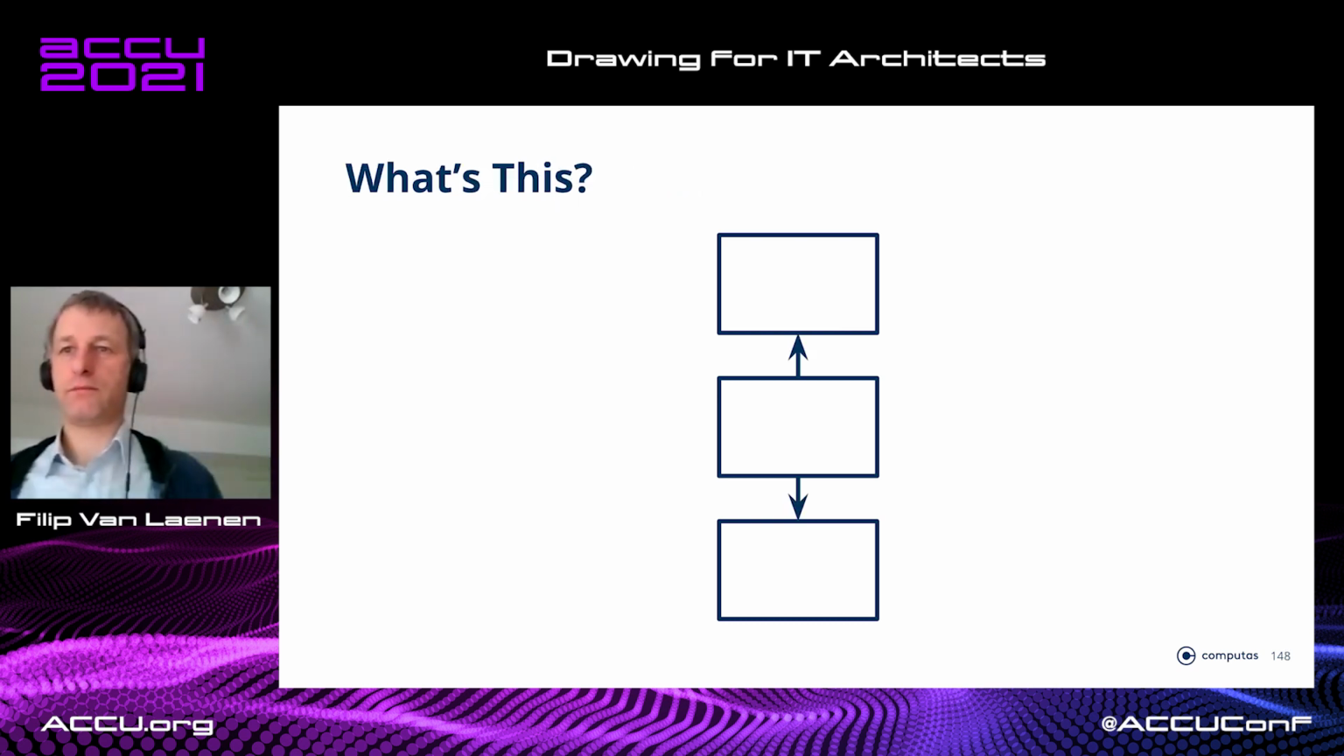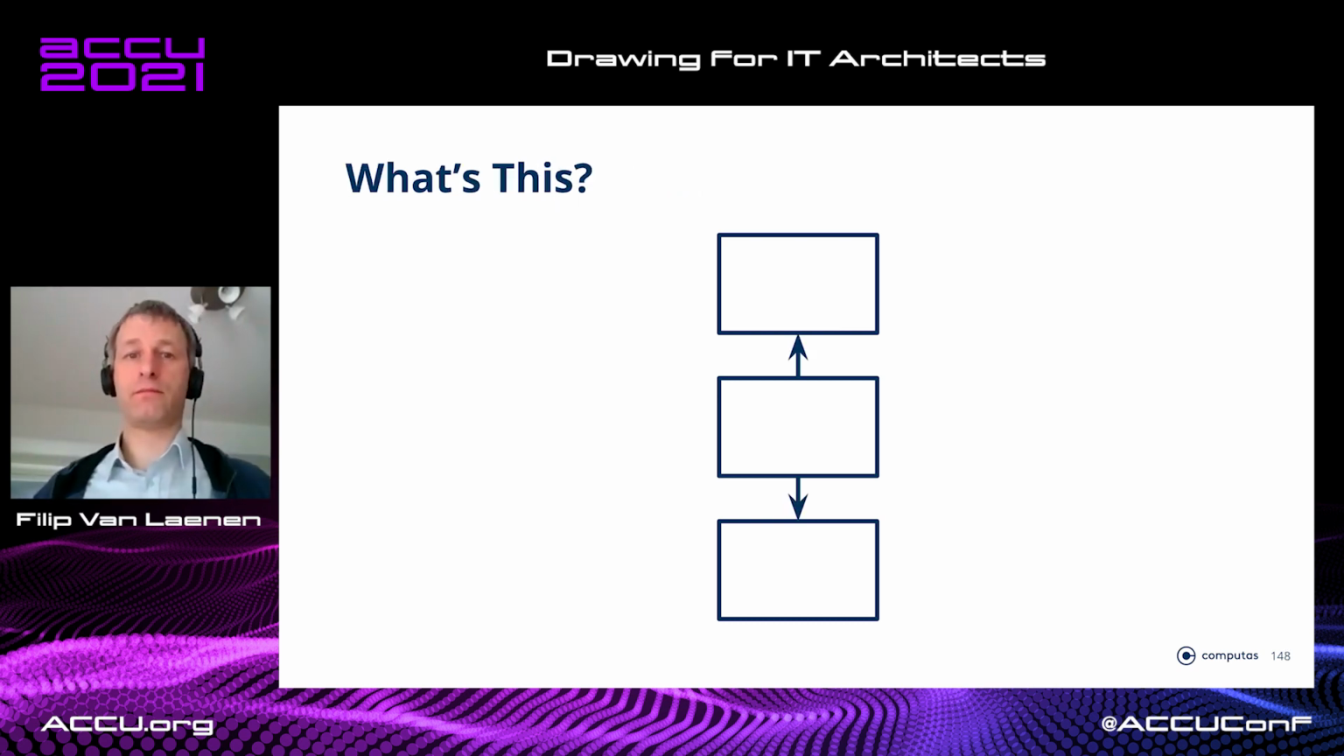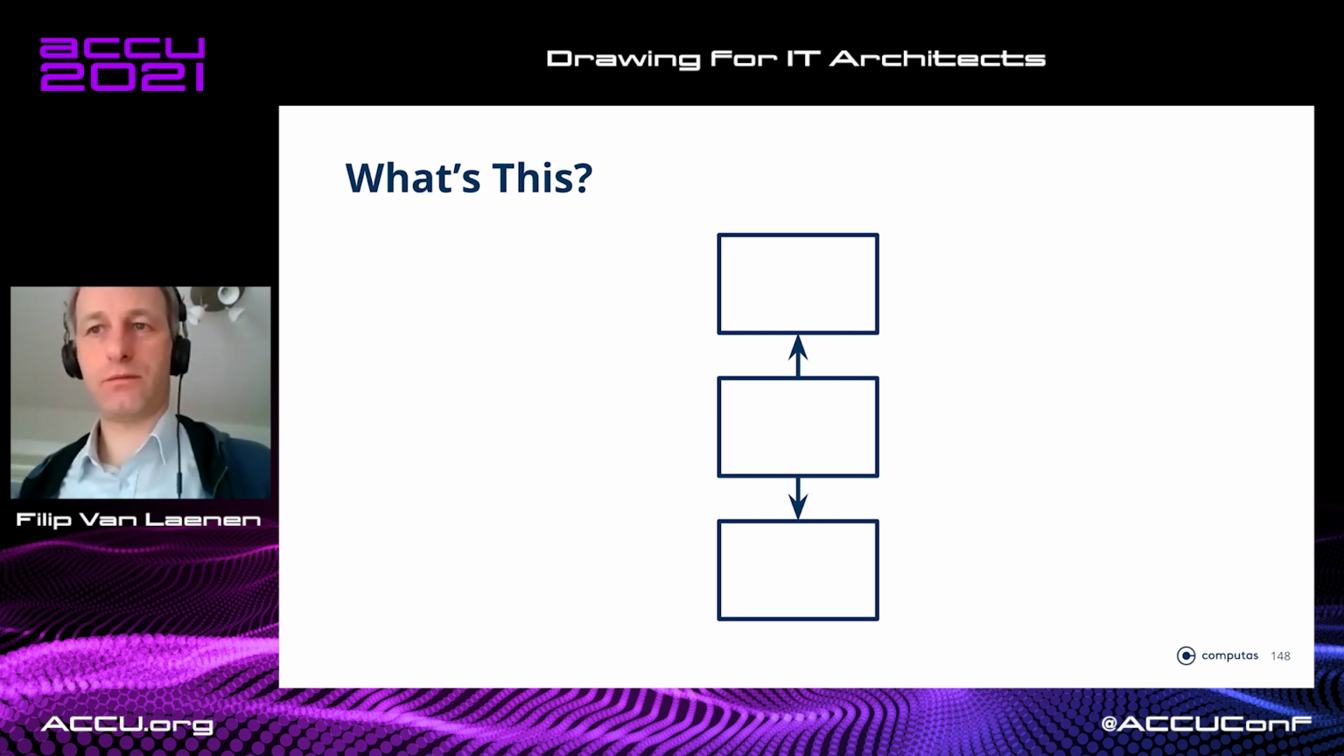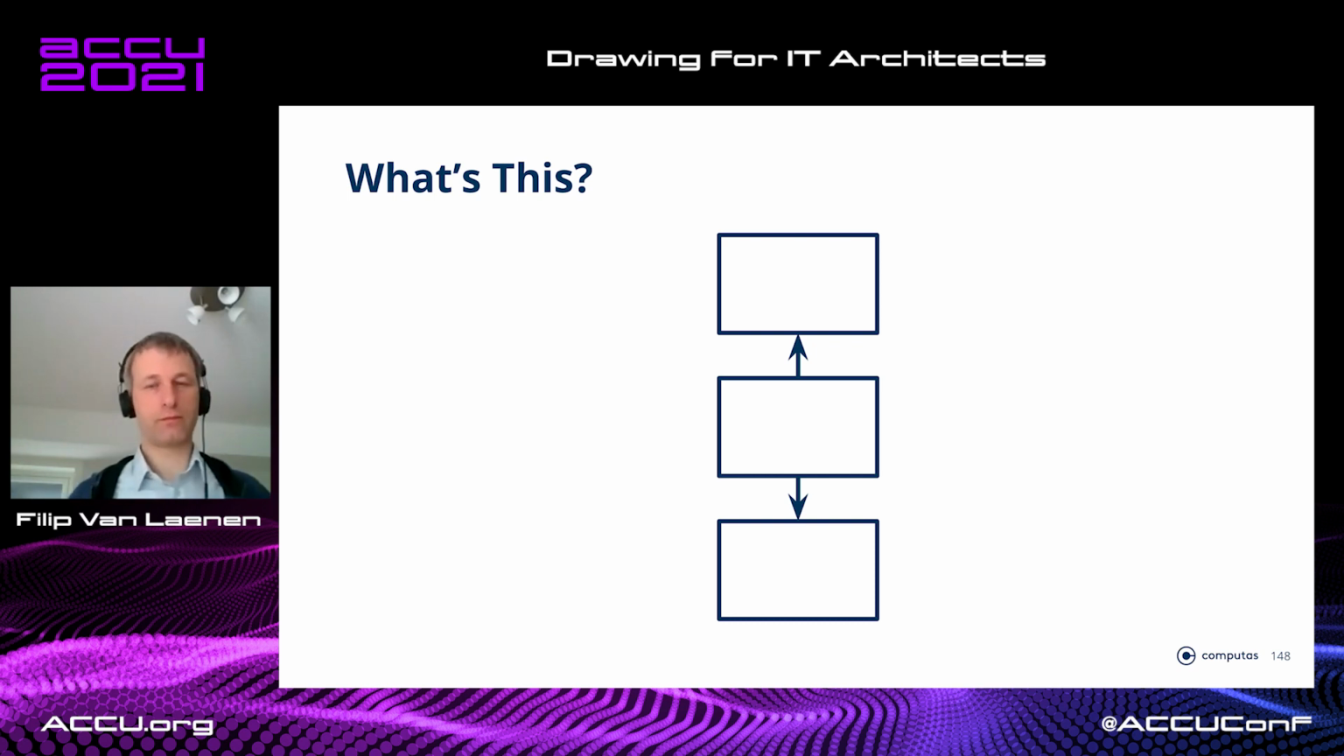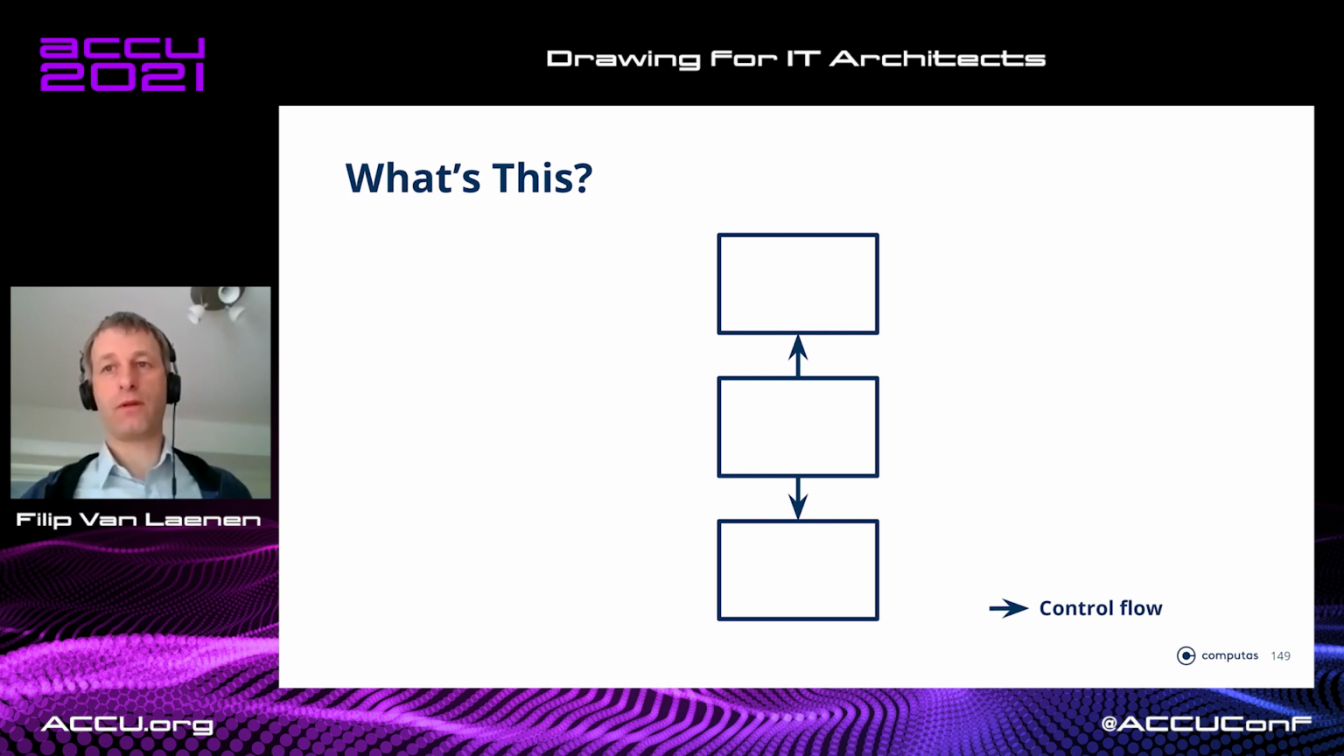And finally, to connect everything, arrows. So what's this? I think people would say the middle component is talking to the two components, the one at the top and one at the bottom. But what is it really doing? Is it talking to those components, or is it acting on those two, or is it sending out information to those two?